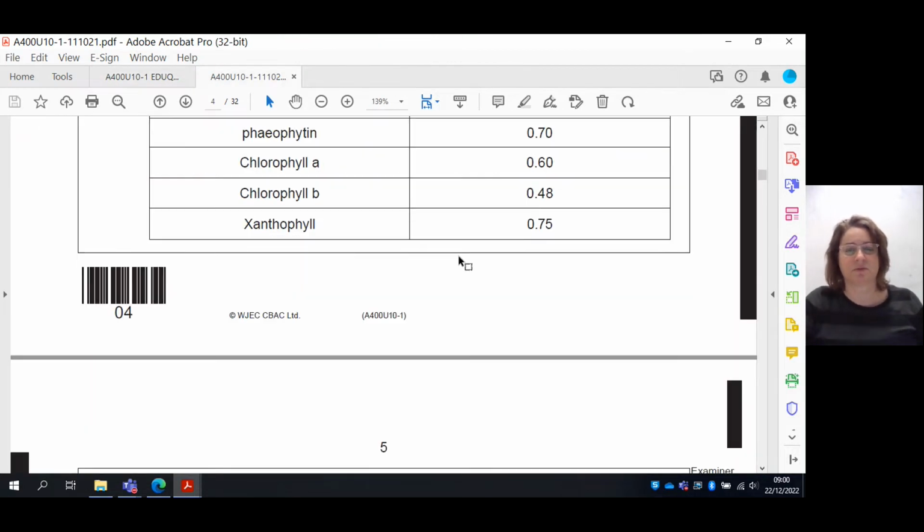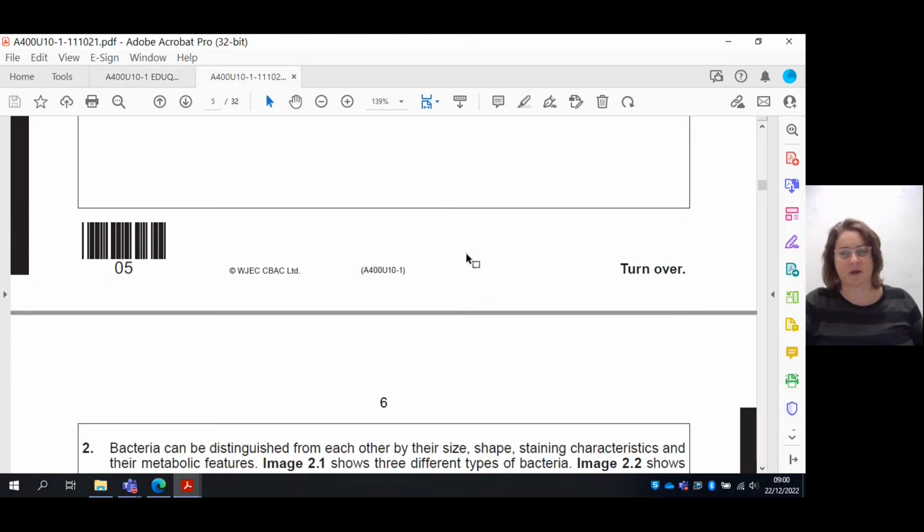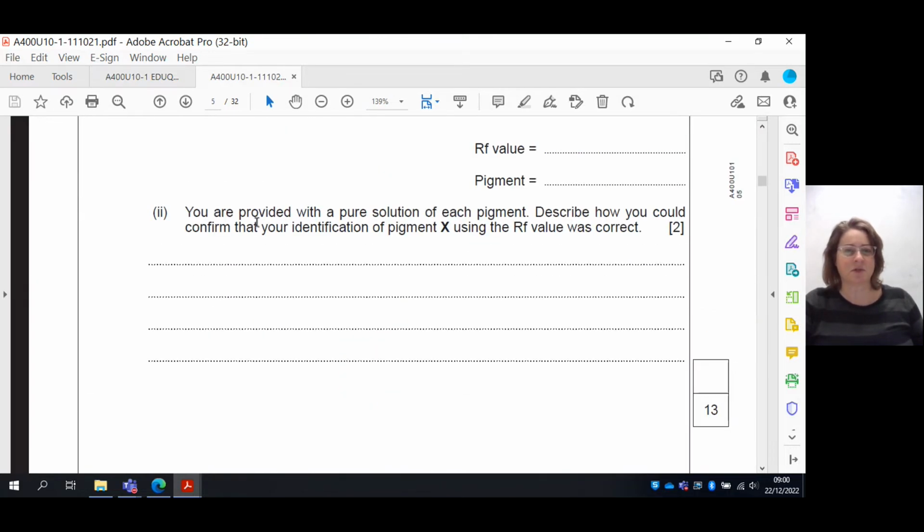So I'm ignoring the question to go with this one here. The question to go with this was, you're provided with a pure solution of each pigment. Describe how you could confirm what pigment X was. So run chromatography with the pure pigments, run chromatography with pigment X, and compare the Rf value for X to all your known pigments. Cool, that was question 1 already.